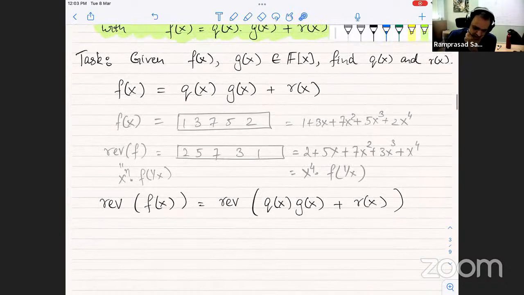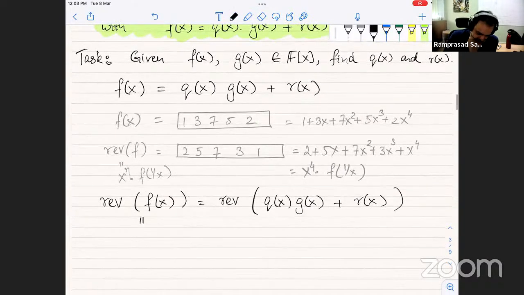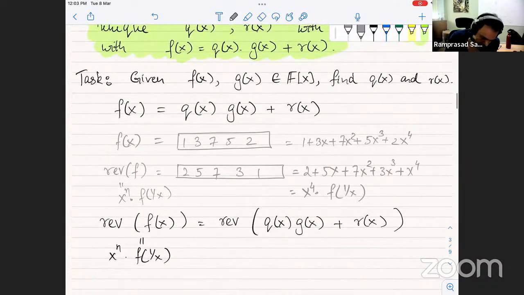Okay, so let's just write this down. What will this mean? This is basically equal to x power n into f of 1 by x, where n is the degree of f. By the way, let's put some degree bounds here. Let's say this degree was n. And let's say g was given to us where the degree was equal to m. Then I know that the degree of q is supposed to be n minus m, because the quotient will have degree n minus m. And this r of x, I don't exactly know what the degree is, but the only thing I know is that this is strictly smaller than m.